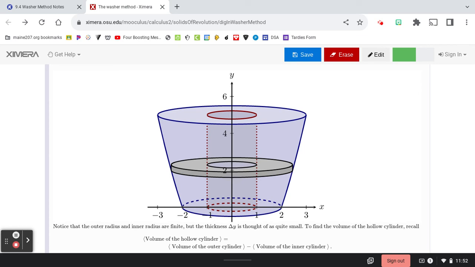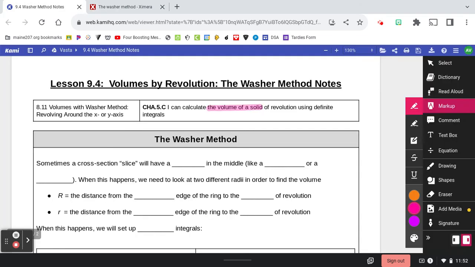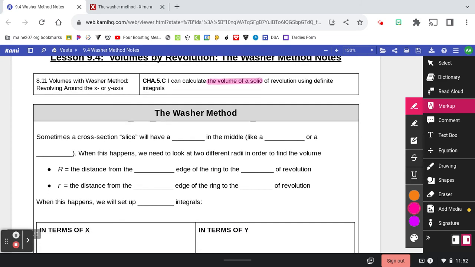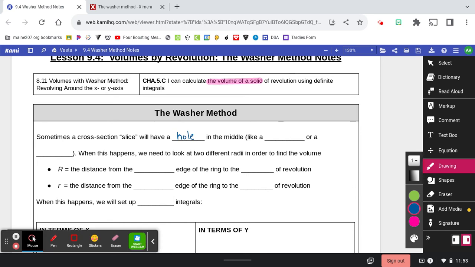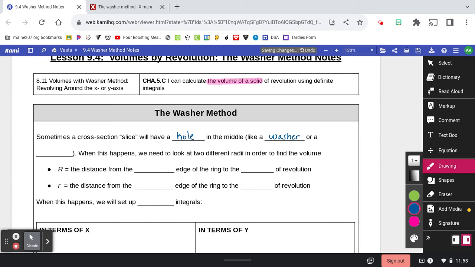So when we set up these problems, we're going to have to take into account that we need to subtract or remove the size of the hole that's in the middle of the washer. And that's the big idea, that our slices now, instead of being discs, look like washers. So how are we going to do that? Well, sometimes a cross section will have a hole in the middle. There's going to be a gap between the center of all of our circles and the outer edge of all of our circles. When that happens, each slice is going to look like a washer, which we use in construction, or some people think it looks kind of like a donut. There's a hole in the middle.